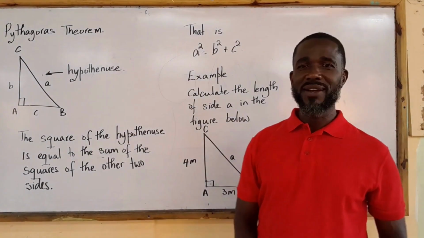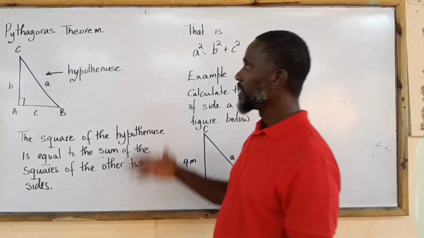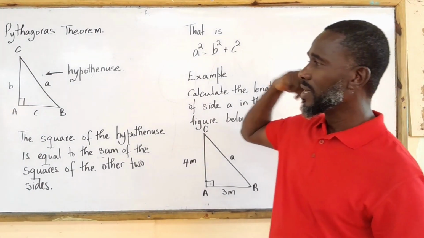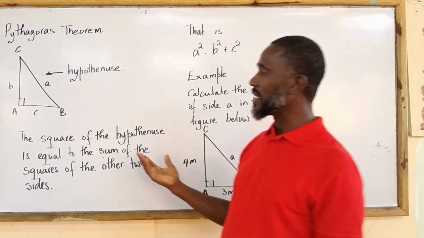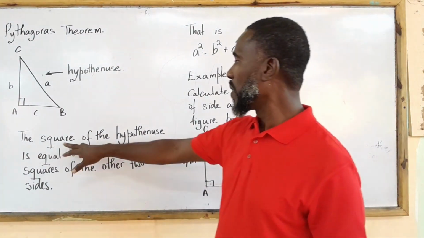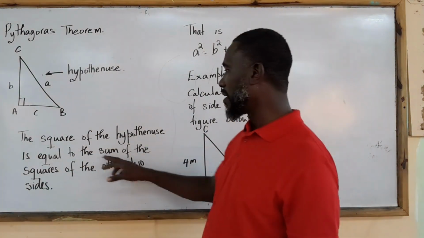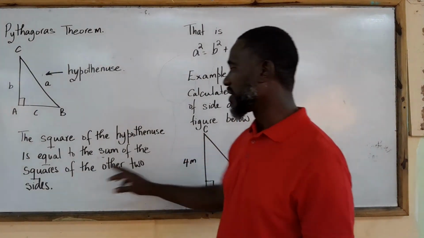We're going to be looking at Pythagoras Theorem. Pythagoras Theorem has to do with right angle triangles. What Pythagoras Theorem says is that the square of the hypotenuse is equal to the sum of the squares of the other two sides.